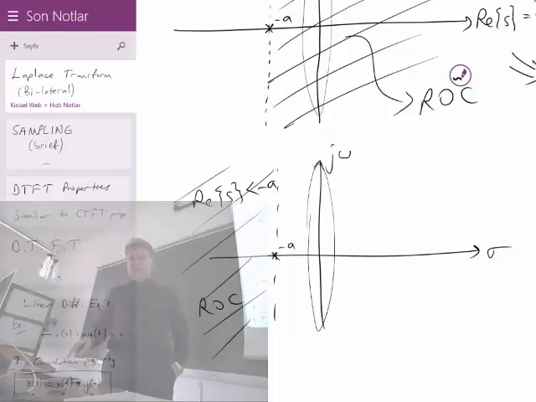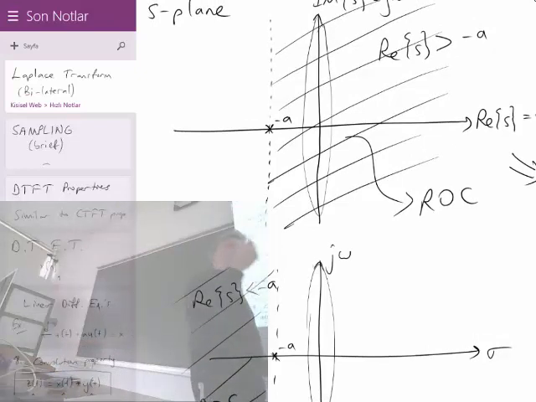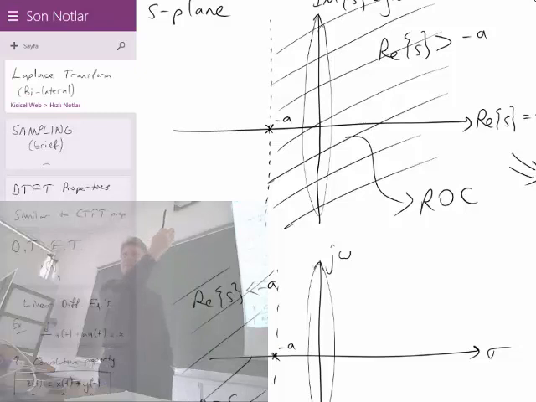But it is valid in this example. The Fourier transform for the top shape exists if a is positive. Notice that. If a is positive, then minus a will be here, and to the right of it will include the j omega axis. What would happen if a is negative? It's just the opposite. If a is negative, then minus a will be somewhere here, on the right-hand side. And to the right of that will not include the j omega axis.